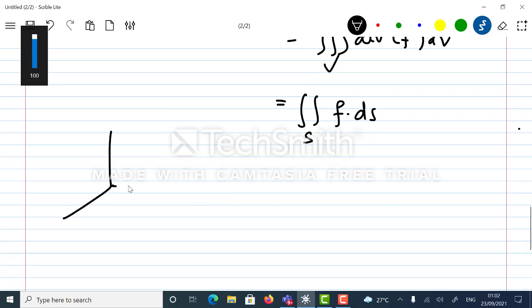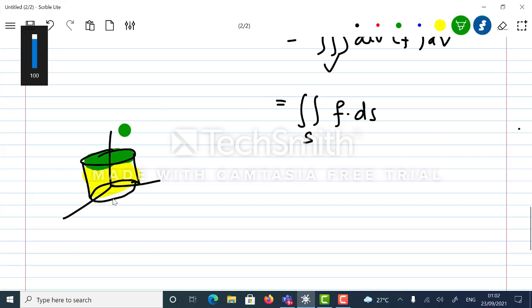Let me draw this V. It is mentioned as the cylinder with this. Now this V must be closed. So V has three surfaces, one should say. One is the round of the cylinder, and the second one is the base, and this is a top, and this is base. So these are the three surfaces S has.